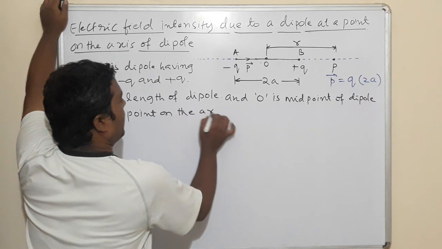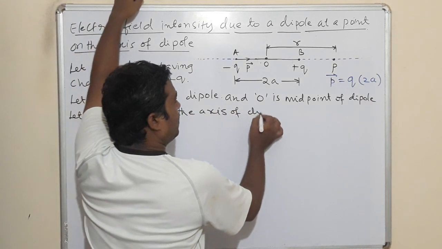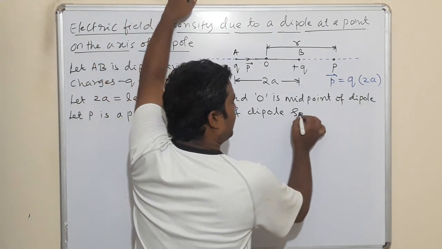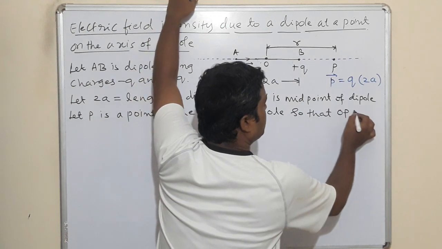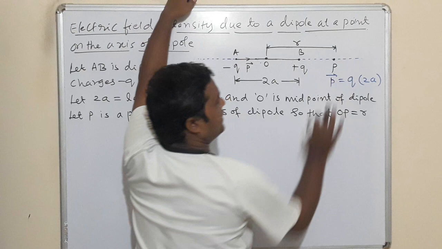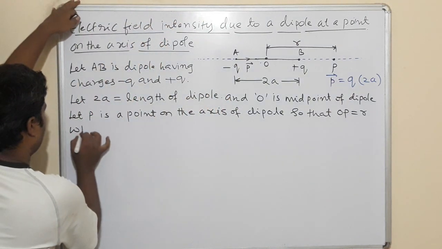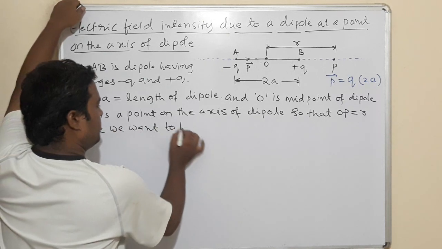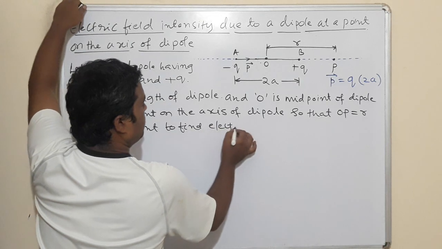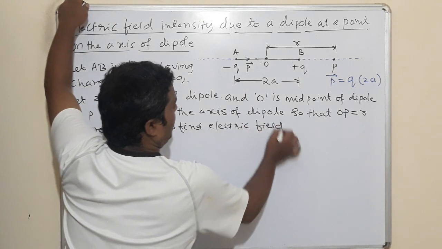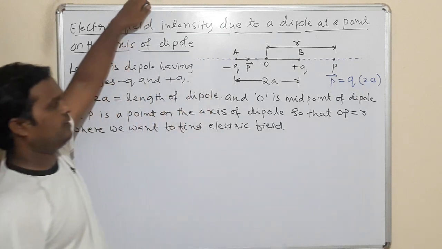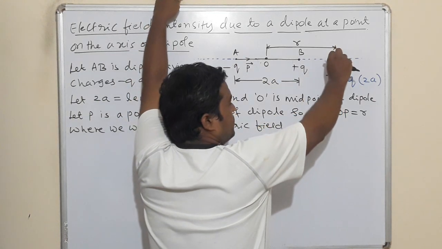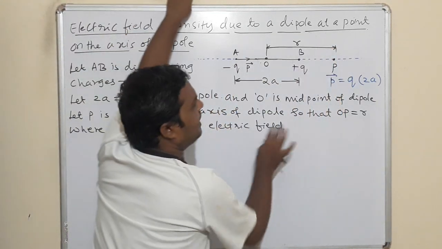Let P be a point on the axis of the dipole, so that OP is equal to R, where we want to find the electric field intensity or electric field. Is it clear? This is the point we have taken on the axis of the dipole, where we want to find the electric field.